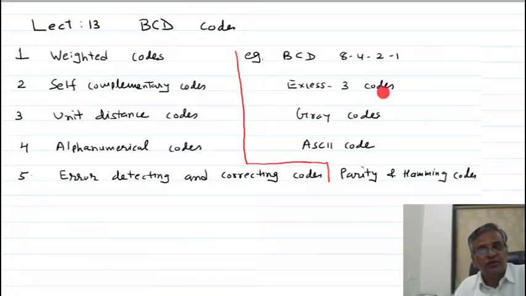The XS3 code is an example of self complementary codes. The gray code is an example of the unit distance codes. For alphanumeric codes, you already know about ASCII. The ASCII code is an example of the alphanumeric codes. Error detecting and error correcting codes are used to detect and correct errors. Parity and Hamming codes are used.